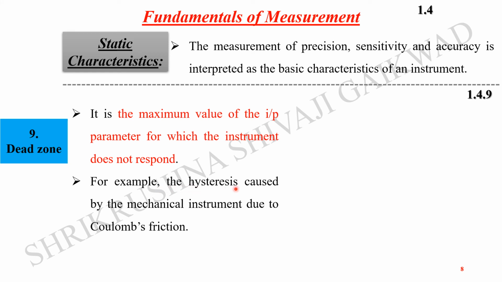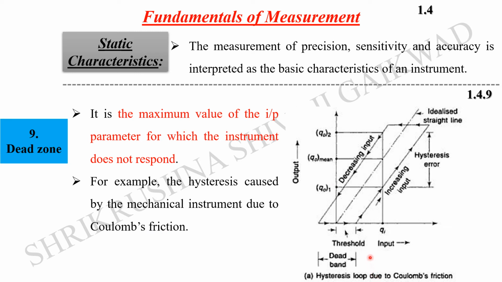For example, hysteresis caused in a mechanical instrument due to Coulomb friction. So this is something we can consider over here. Hysteresis loop due to Coulomb's friction. This is the idealized straight line behavior, but because of the hysteresis error, if we go in an increasing manner, this is the behavior we get, and if we try to decrease the input value after going over the maxima, the output remains the same, and then it takes some input change, and then it starts giving its response, and it goes over there.